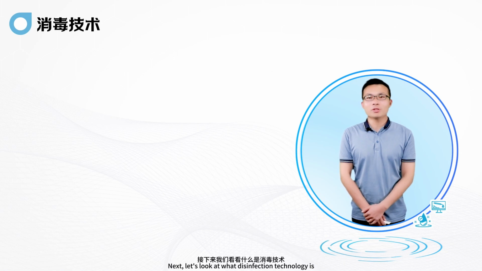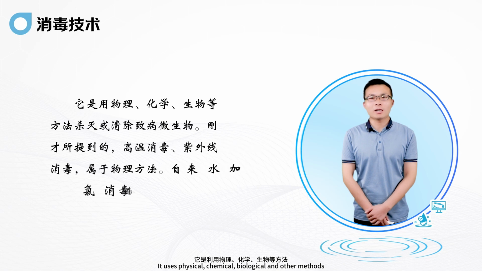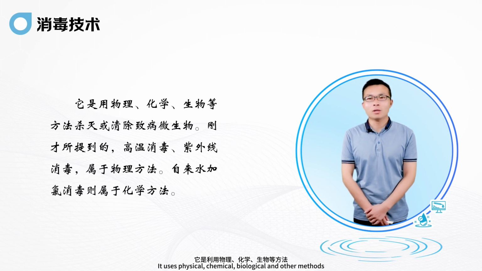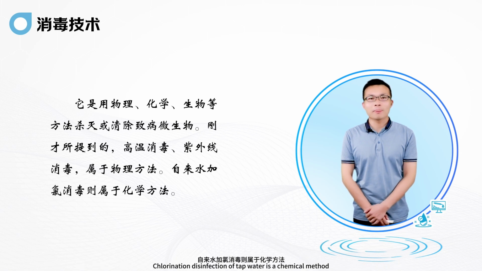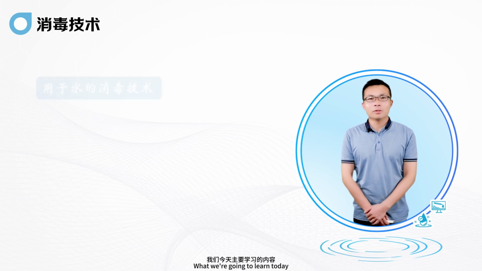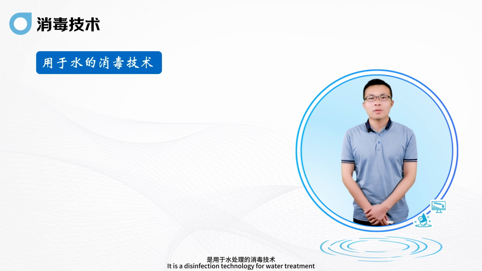Next, let's look at what disinfection technology is. It uses physical, chemical, biological and other methods to kill or remove pathogenic microorganisms. The high-temperature disinfection and ultraviolet disinfection mentioned just now belong to physical methods. Chlorination disinfection of tap water is a chemical method. What we're going to learn today is a disinfection technology for water treatment.